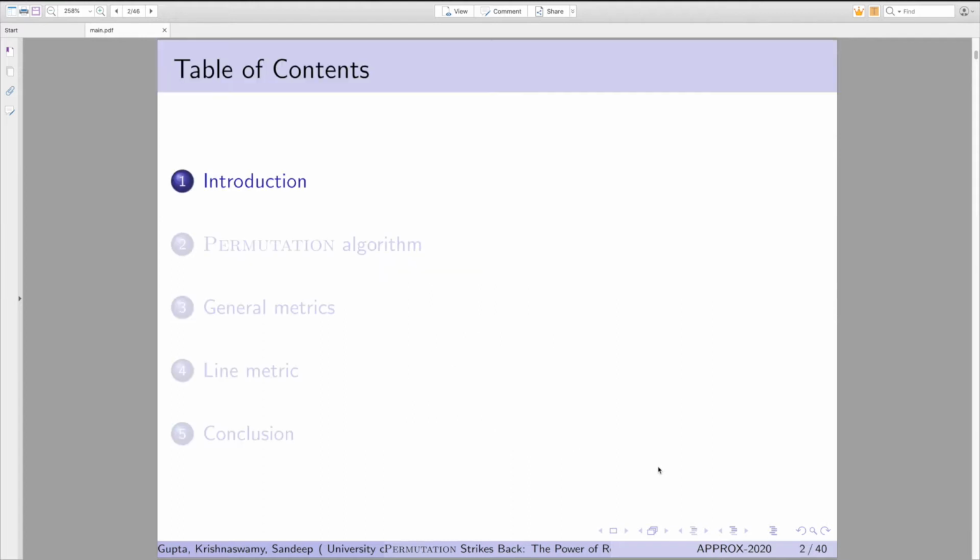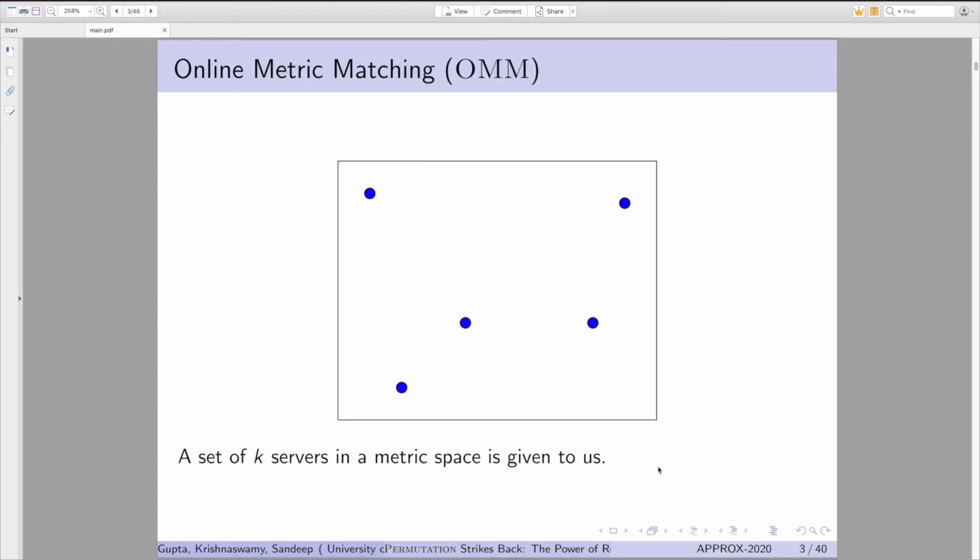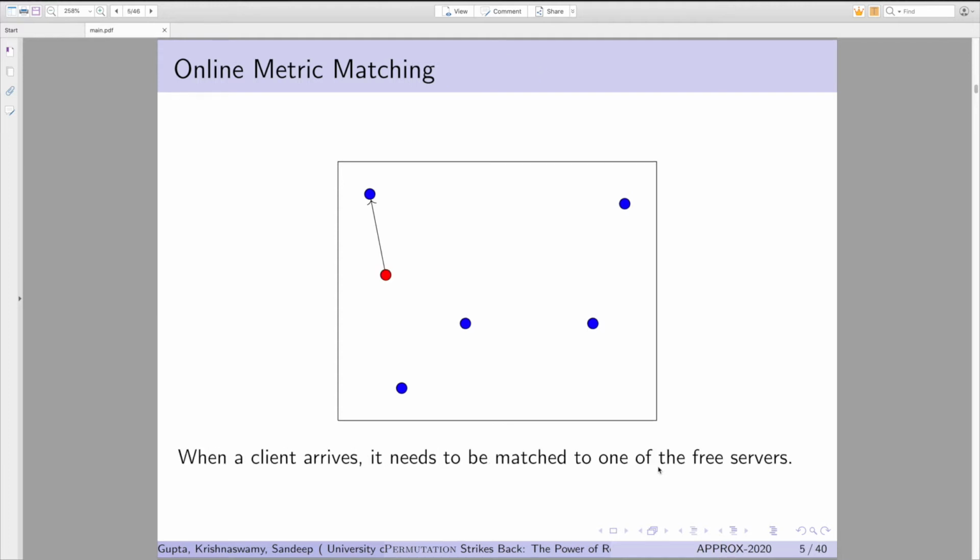So we first start with introducing the problem. In the online metric matching problem, we have a metric space and we are also given k servers in advance. And k clients arrive one by one. And when a client arrives, we need to match it to one of the existing servers. And once a server is used, it cannot be used to match a different client.